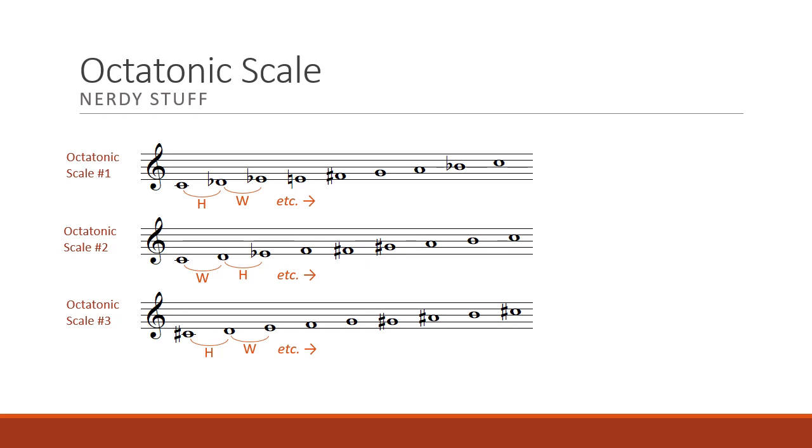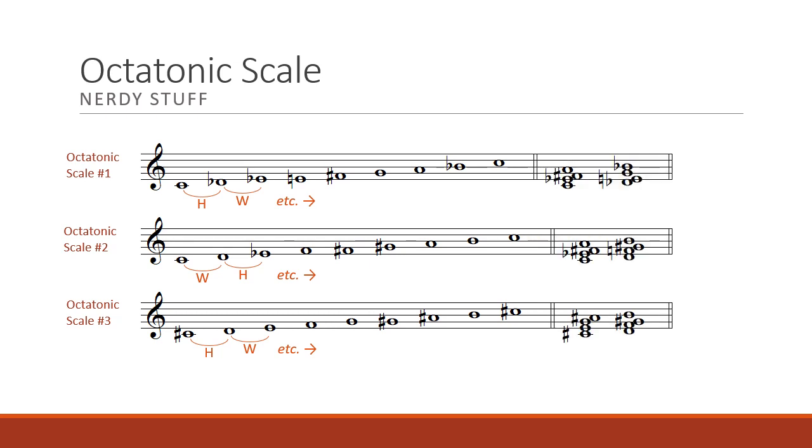Another way to look at this is that each octatonic scale is a combination of 2 fully diminished 7th chords. So the first one has C fully diminished and C sharp fully diminished, or a D flat in this case. The second one is built on C fully diminished and D fully diminished. And the third one is built on C sharp diminished and D diminished.